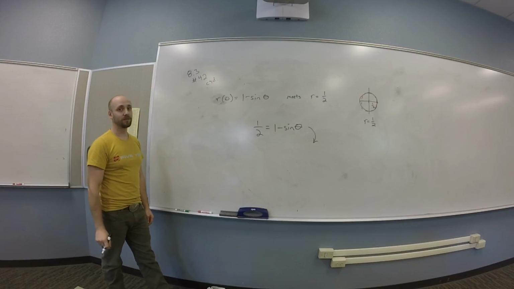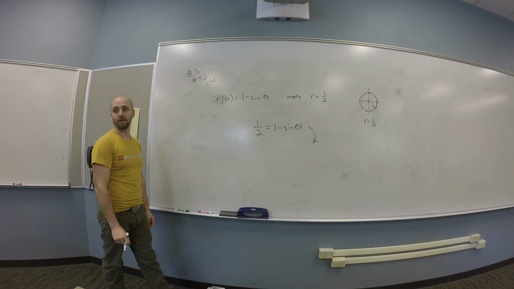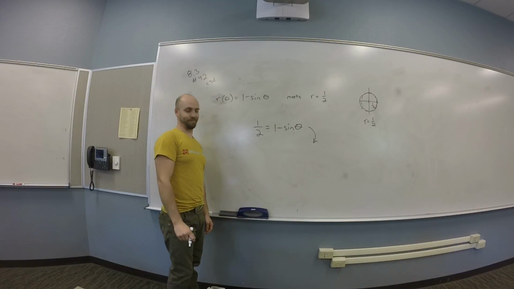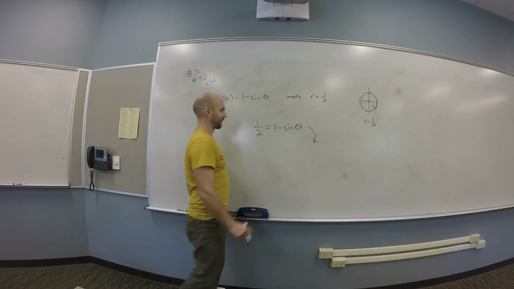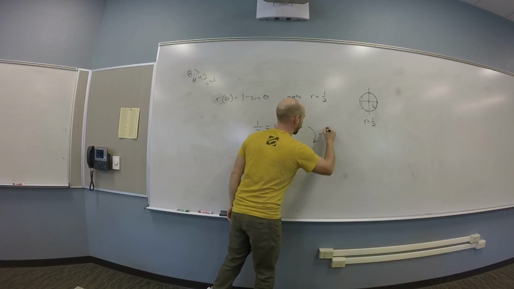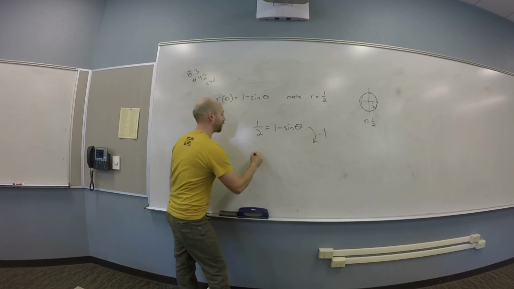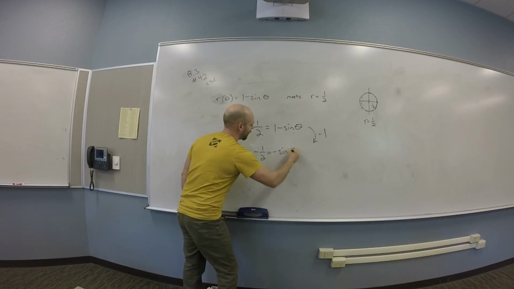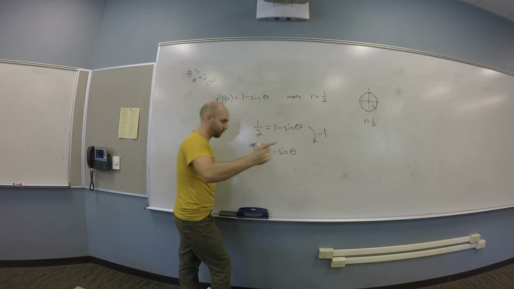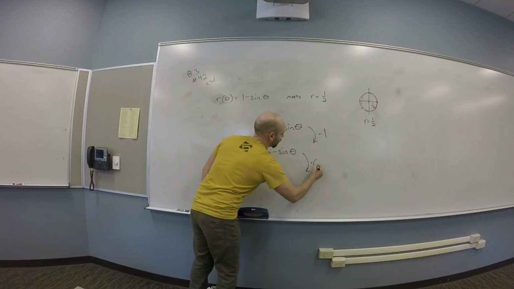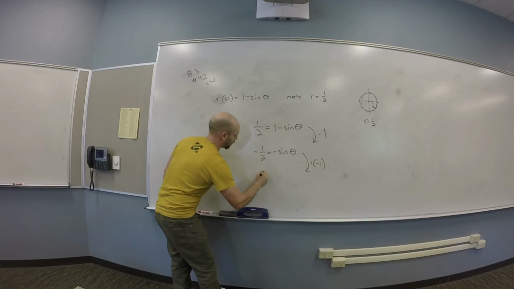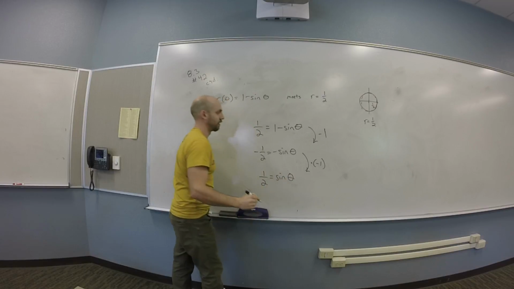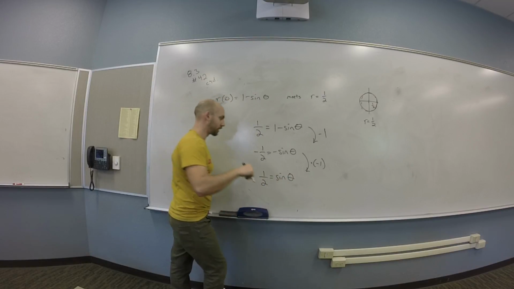So to solve this, what do you do? I would subtract 1. If you subtract 1 from both sides, you have minus a half is minus sine of theta. Then multiply both sides by negative 1, and take the inverse sine. So you got 1/2 is sine of theta, and then you should arc sine this thing.